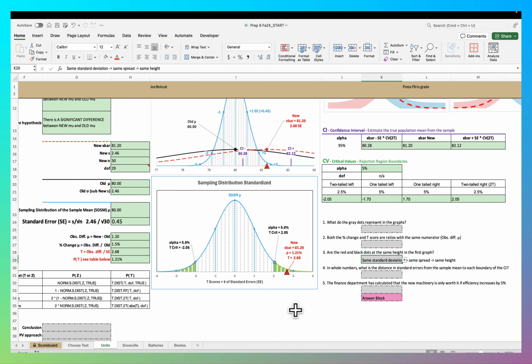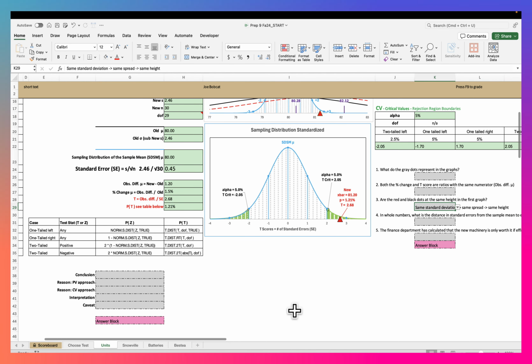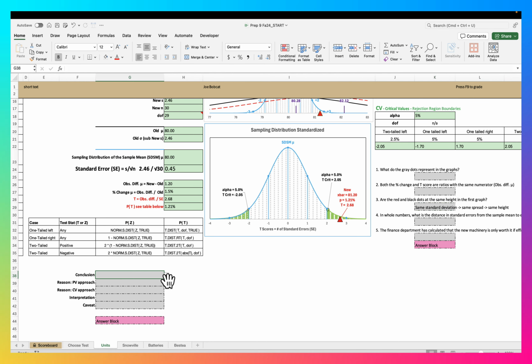And I think I'll let you deal with the rest of those. So the conclusion here, you know it's going to be a reject. And you have 2 reasons. One is the PV approach.